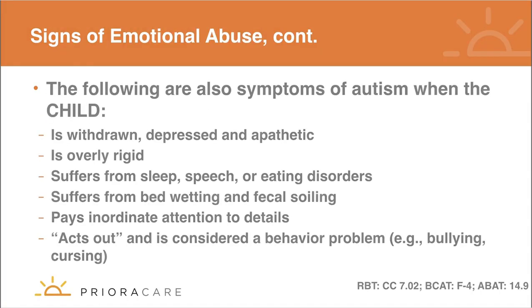The following signs of emotional abuse are also characteristics or symptoms of autism, so they must be considered carefully. Examples of these signs are when the child is withdrawn, depressed, and apathetic, is overly rigid, suffers from sleep, speech, or eating disorders, suffers from bedwetting and fecal soiling, pays inordinate attention to details, and acts out and is considered a behavior problem, for example, bullying and cursing. Clients with autism often act out and may have behavior problems. However, bullying and cursing are not typically examples of a client with autism's behavioral problems.